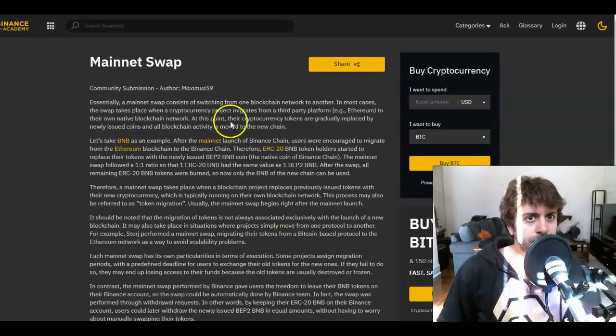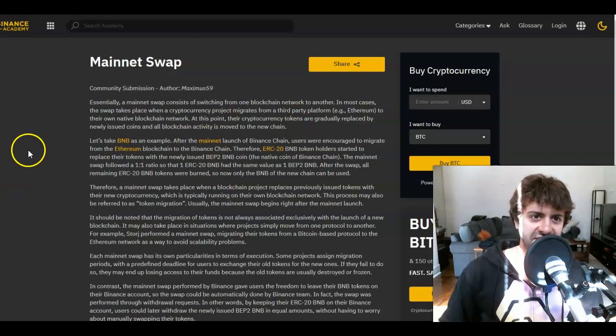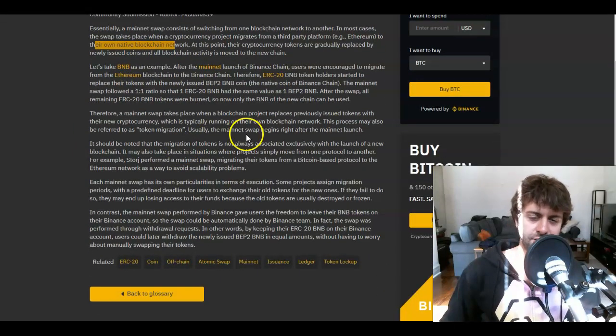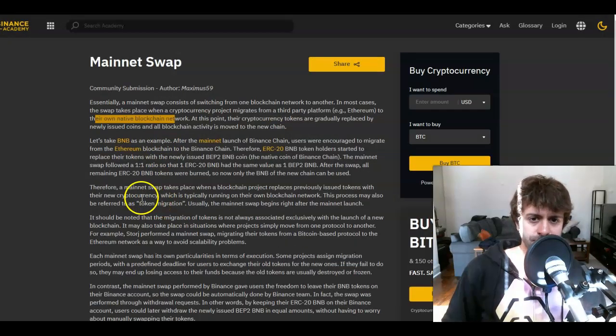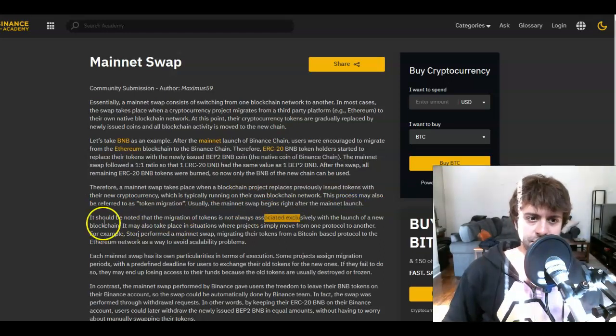Binance, another huge one. They did a whole mainnet swap, just like EOS. So a mainnet swap, they even wrote an article about it, consists of switching from one blockchain network to another. In most cases, the swap takes place when a cryptocurrency project migrates from a third-party platform, e.g. Ethereum, to its own native blockchain network, which was the goal of BNB all along. Now, it took them about a year, but they finally did it with a relatively low risk. I mean, it was referred to as a token migration. Usually the mainnet swap begins right after the mainnet launch, right? And it's not only associated with the launch of a new blockchain, right?